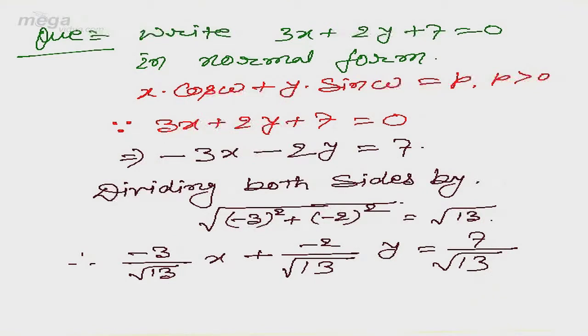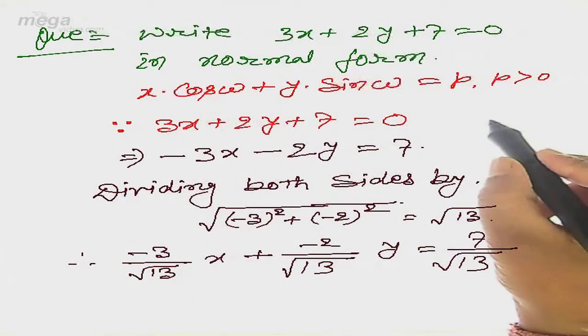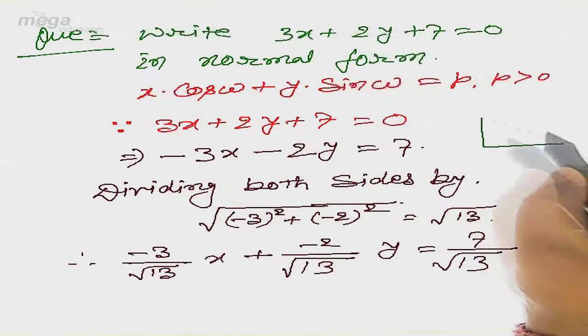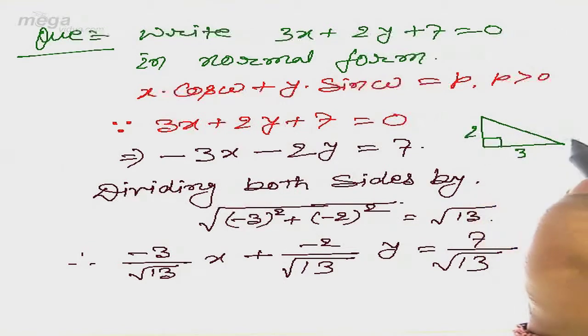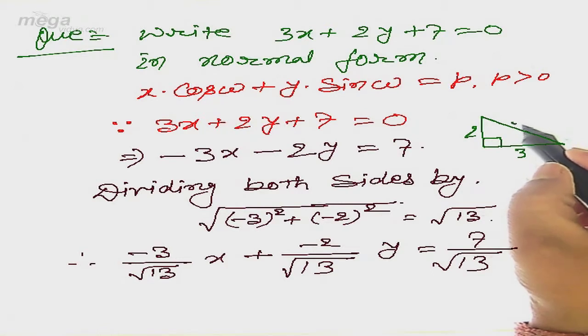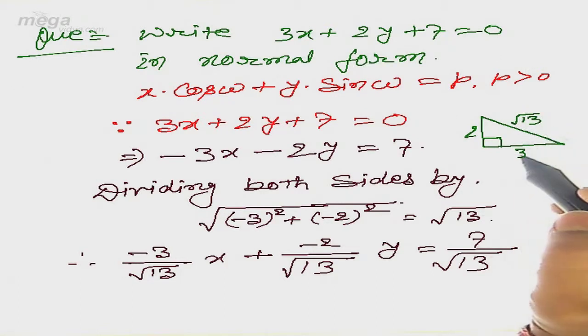In your mind, maybe this question will arise: why are we dividing by root under minus 3 square plus minus 2 square? I am taking a simple example. Suppose you are drawing a right-angled triangle in which one leg is 3 and one leg is 2, then what will be the length of the hypotenuse? Using the Pythagoras theorem you can check the length of the hypotenuse will be root 13.